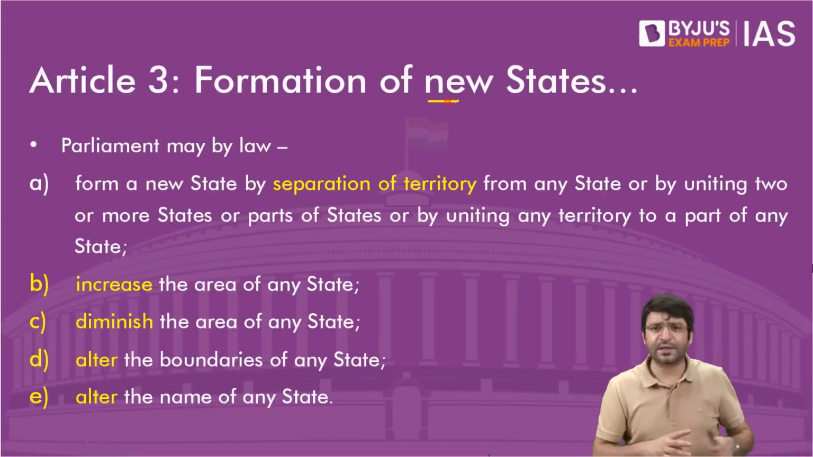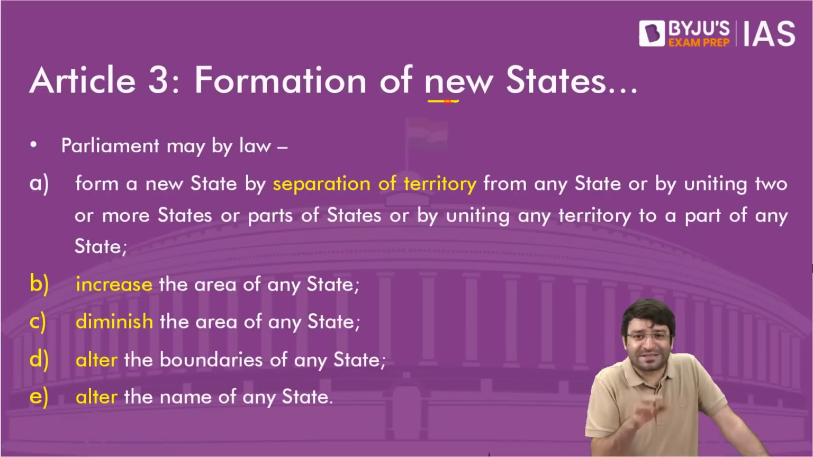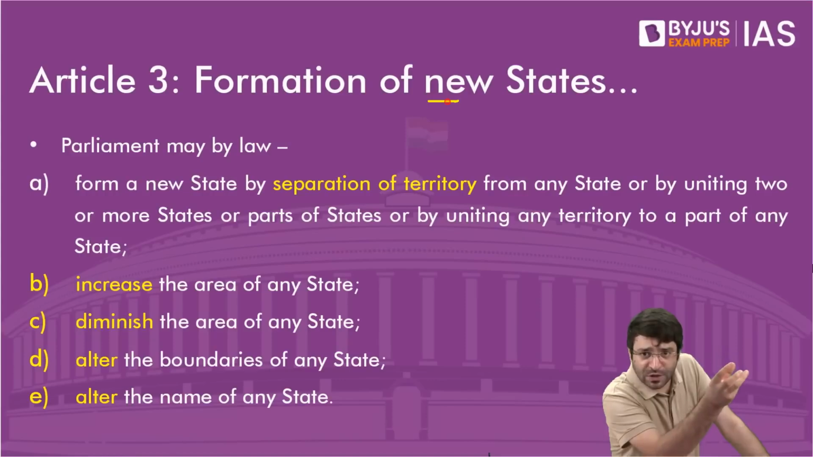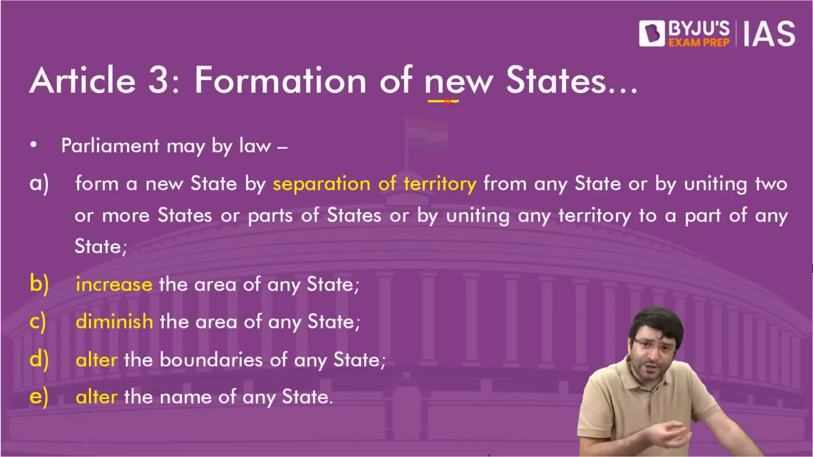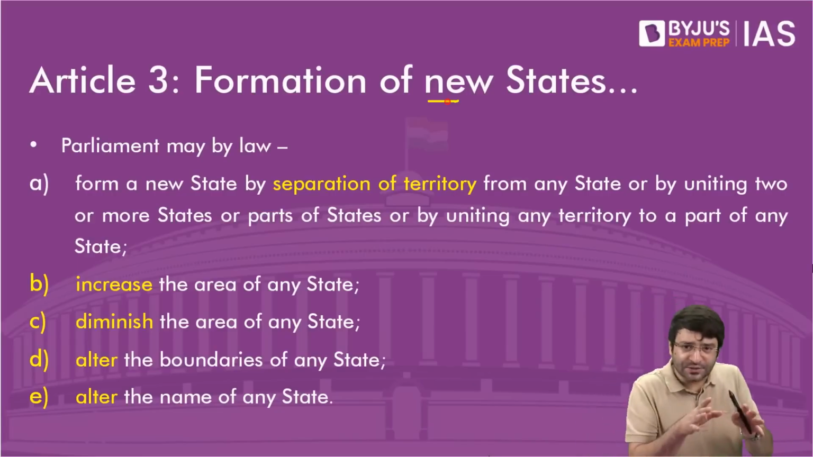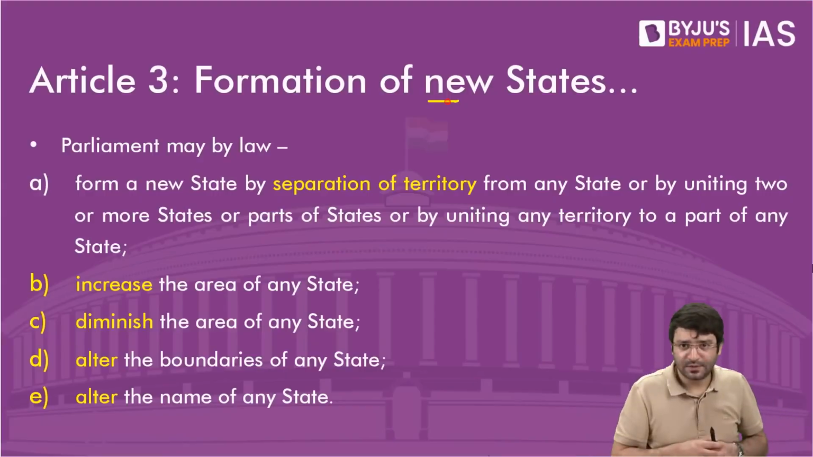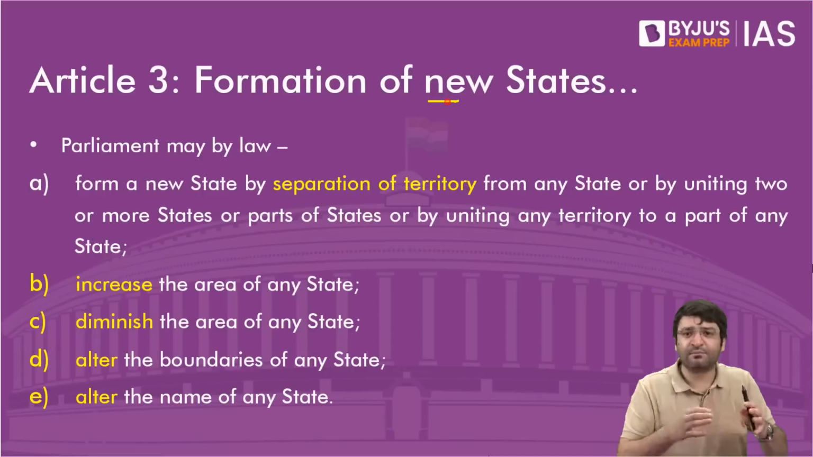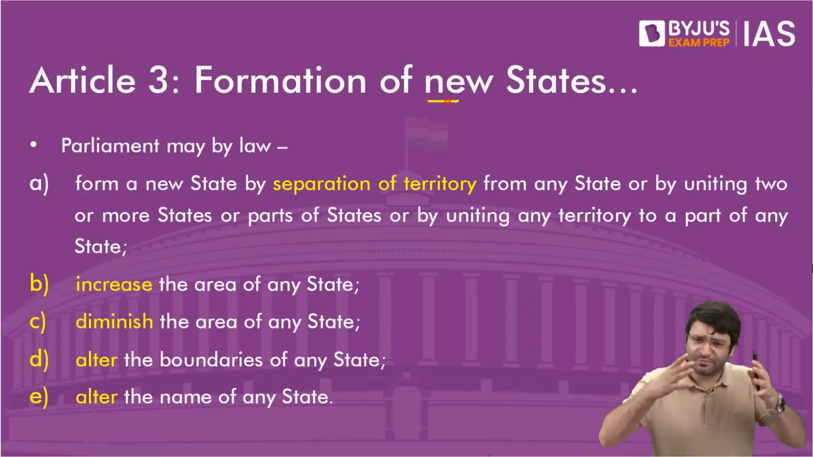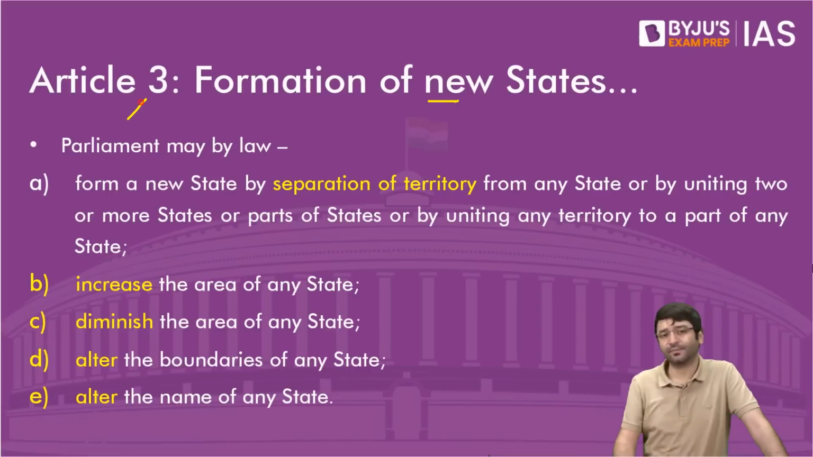Article 2 basically talks about establishing a state which was not present, or admitting a different territory from outside, admitting it into India and making it a state. Clear? But Article 3 talks about whatever states we have in India right now. How can we divide them, merge them, bifurcate them, trifurcate them, divide them into multiple states? That is something that Article 3 talks about.